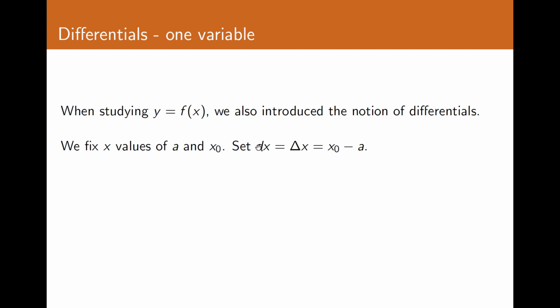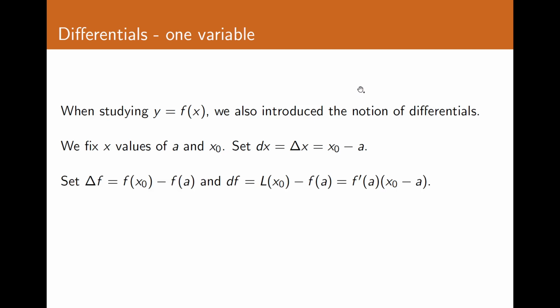We set dx to be the difference between these two values, x0 minus a. We set delta f to be f of x0 minus f of a. This is the quantity we don't know how to calculate, because if I knew how to calculate delta f, I could just add f of a to delta f, and that would give me f of x0. So delta f is what we're interested in. This is the exact change in the function.